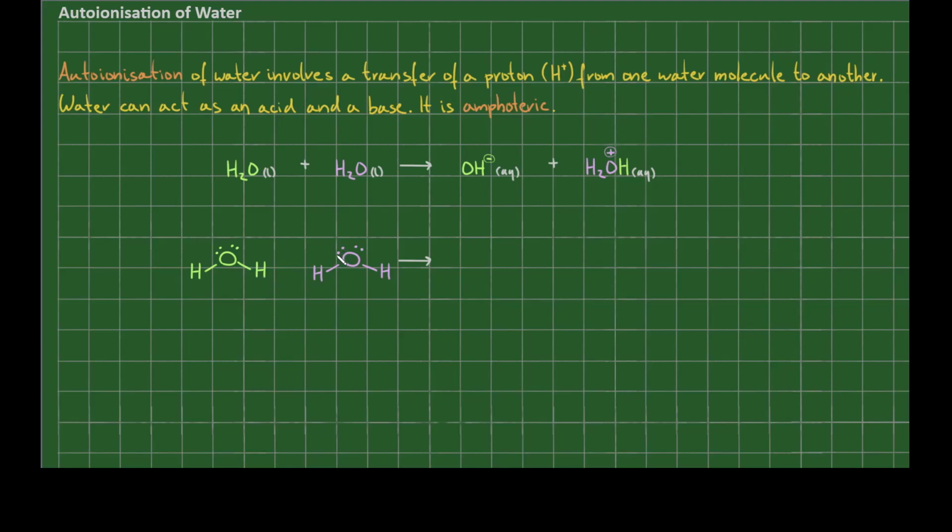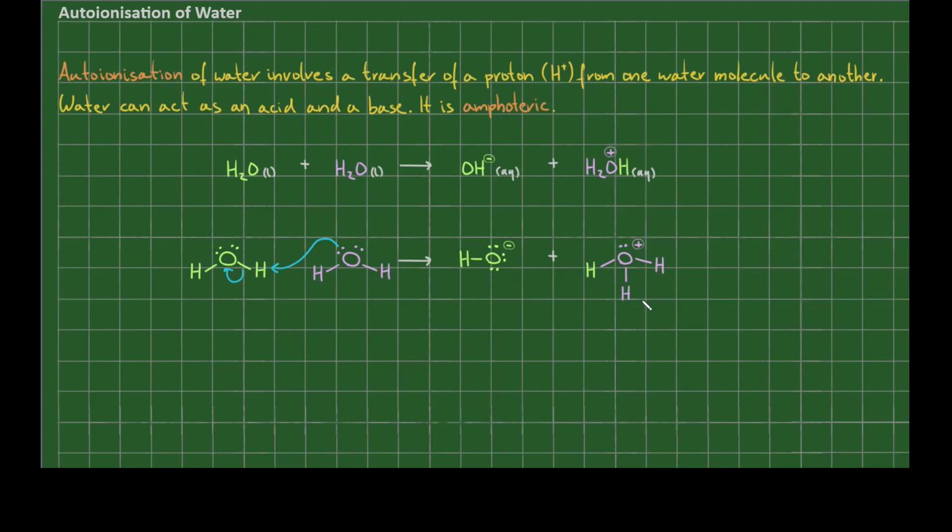And in terms of a Lewis acid-base definition, I could say that a lone pair of electrons on the oxygen of the purple water molecule will be donated to one of the hydrogens on the green water molecule. At the same time, the two electrons that make up the bond between the oxygen and the hydrogen on the green water molecule will end up with the oxygen. And so when all is said and done, the products would be a hydroxide ion and a hydronium ion.